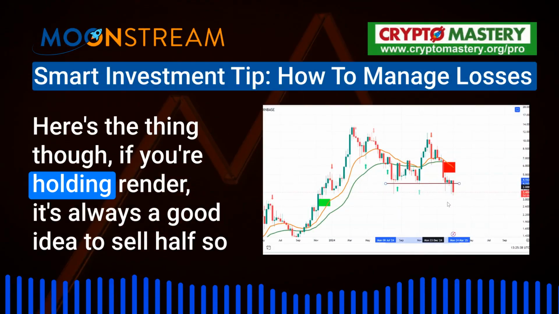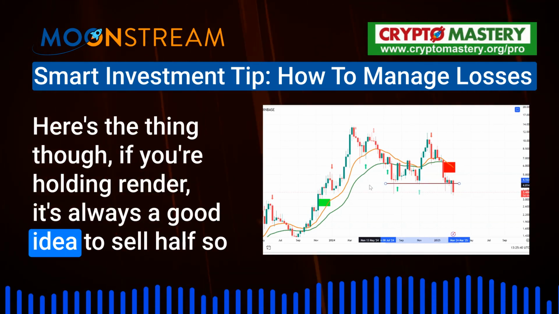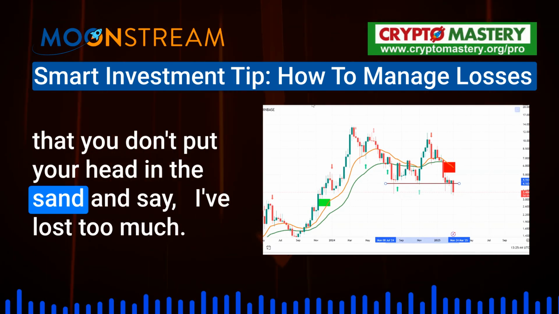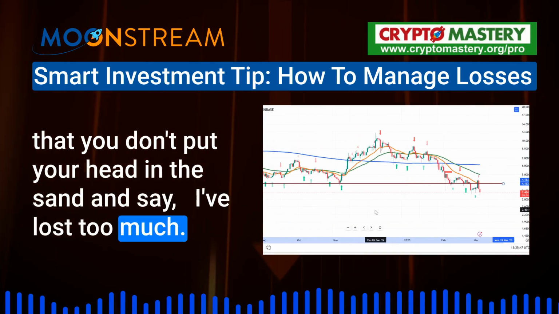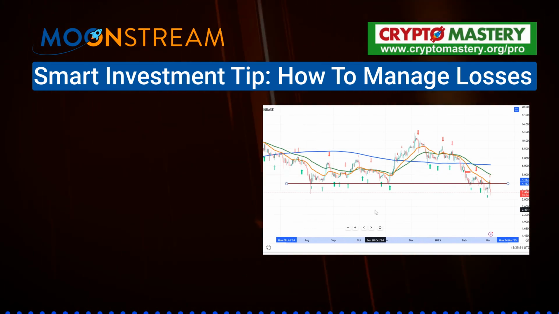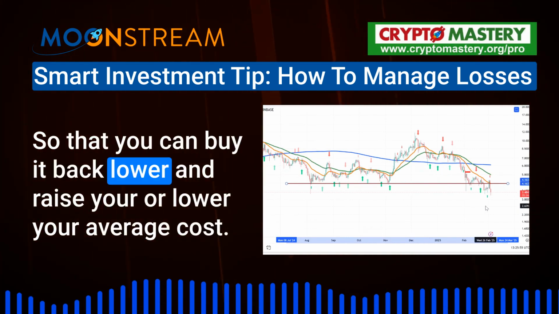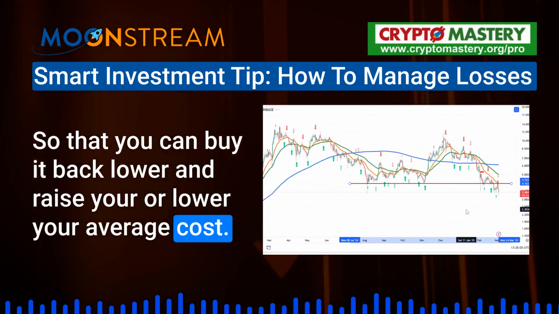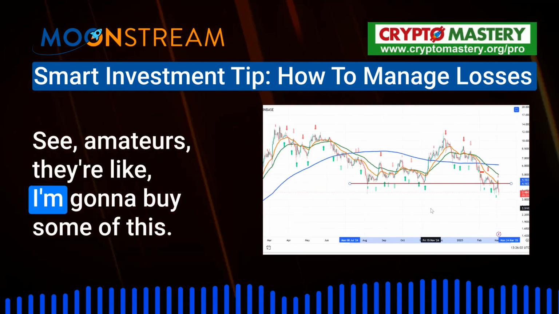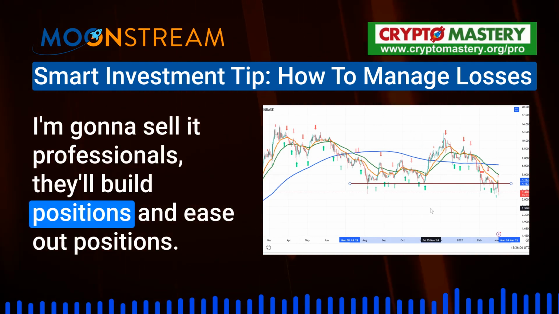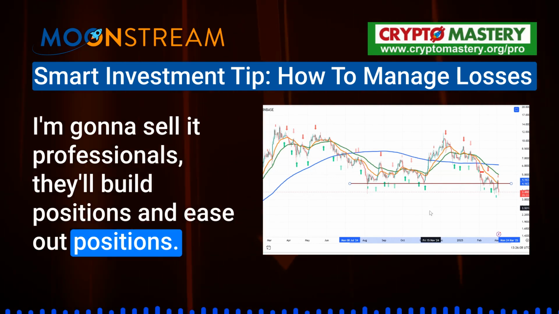Here's the thing though, if you're holding Render, it's always a good idea to sell half so that you don't put your head in the sand and say, I've lost too much, I can't possibly sell here. Sell a little bit so that you can buy it back lower and lower your average cost. See, amateurs are like, I'm going to buy some of this, I'm going to sell it. Professionals, they'll build positions and ease out of positions.